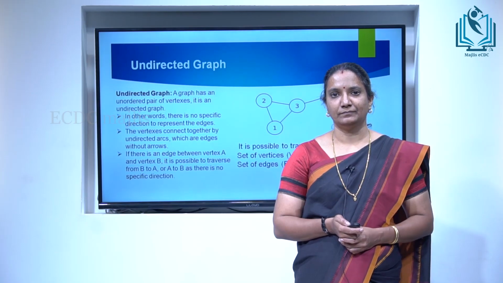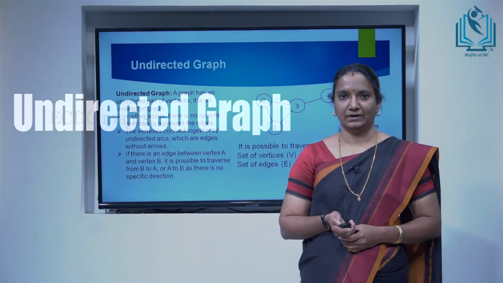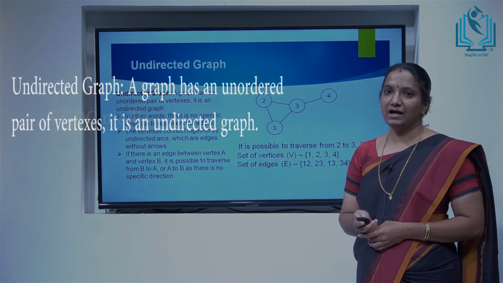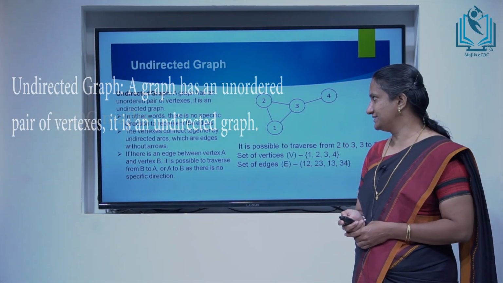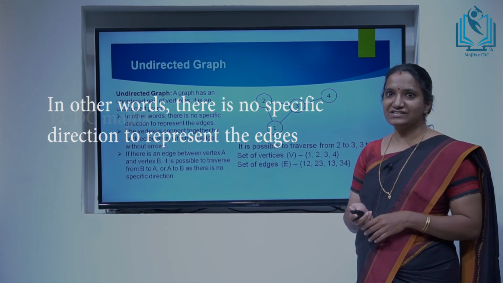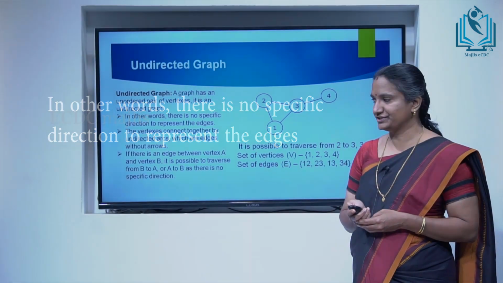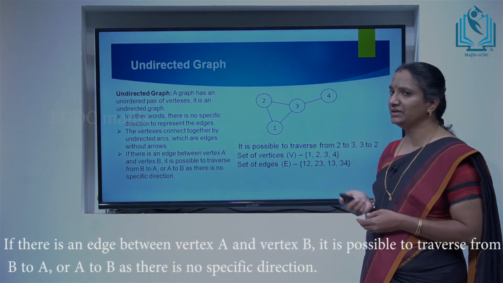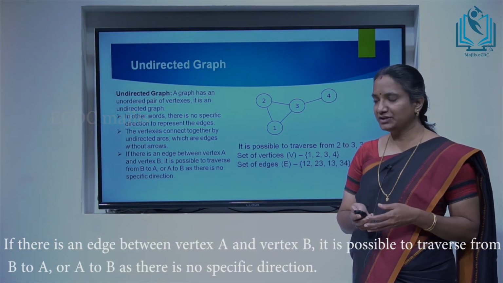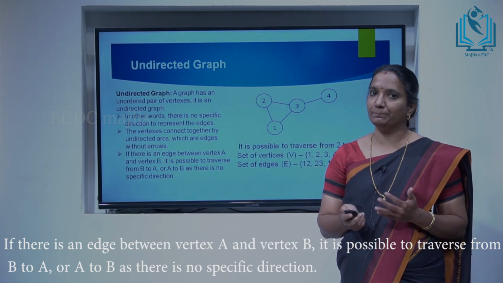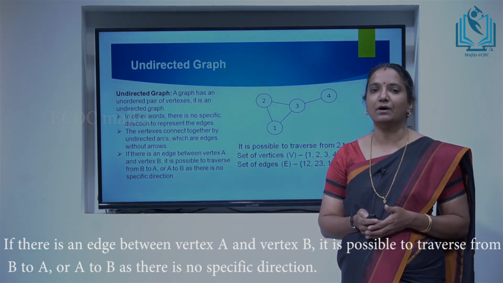Next, the undirected graph. An undirected graph is a graph that has an unordered pair of vertices. In other words, there is no specific direction to represent the edges. If there is an edge between vertex A and B, it is possible to traverse from A to B or B to A. Either way is possible.